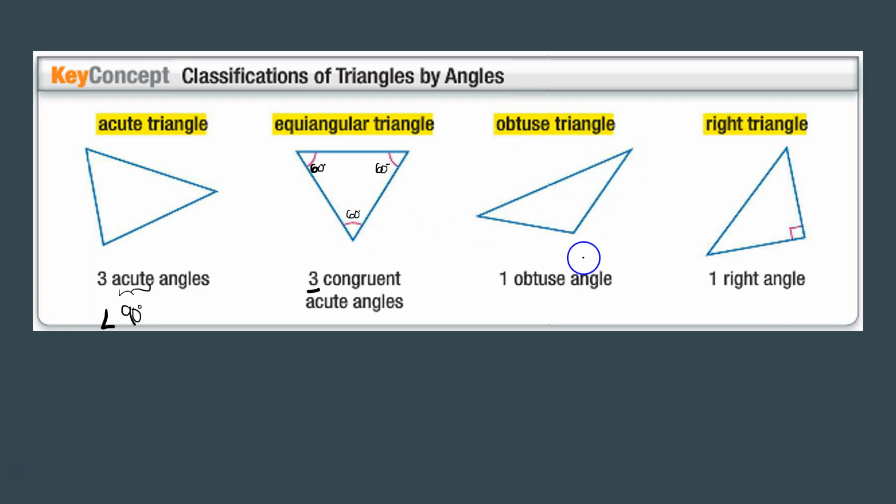Then we have the obtuse triangle, which means that we only need one obtuse angle. So let's say this was 100 degrees. Then this one could be 40. And this one could also be 40. But notice we only have one obtuse angle. Obtuse means the angle must be greater than 90 degrees.